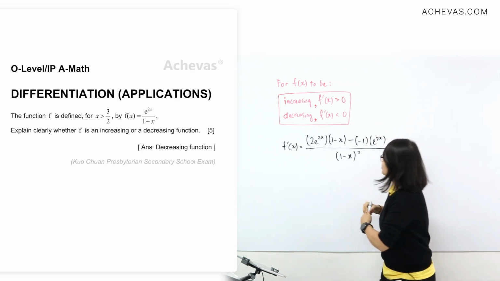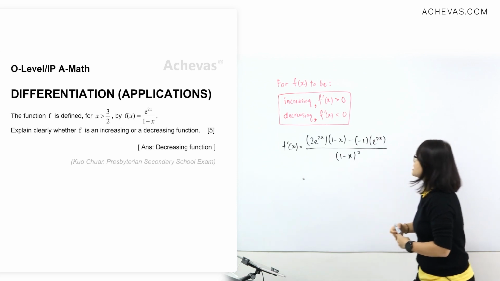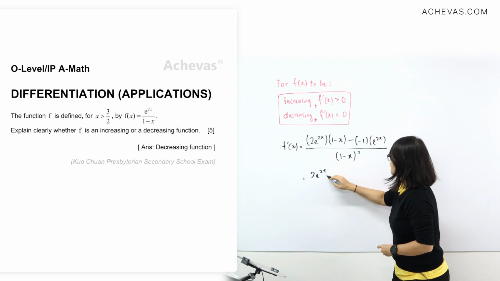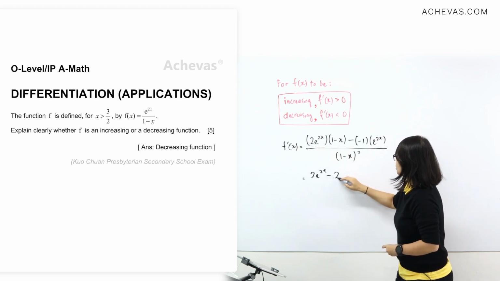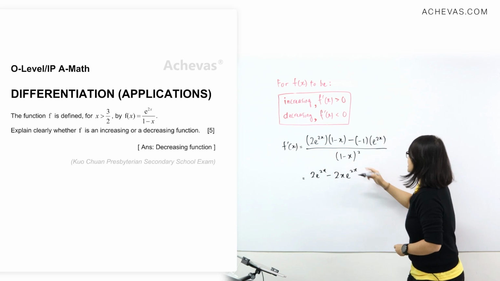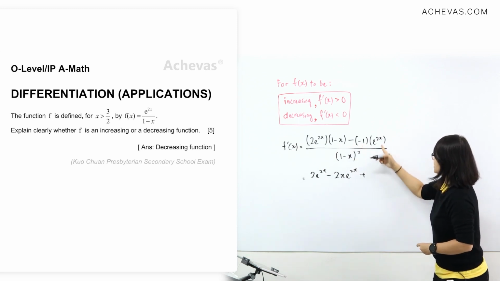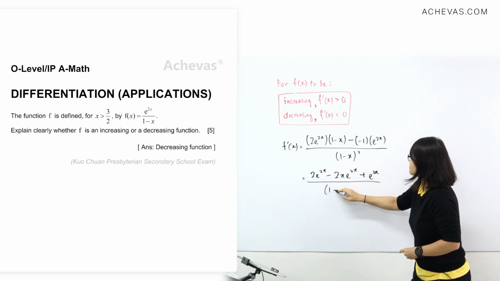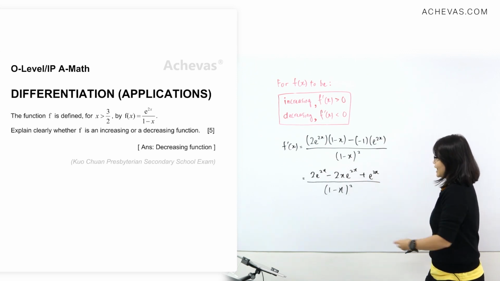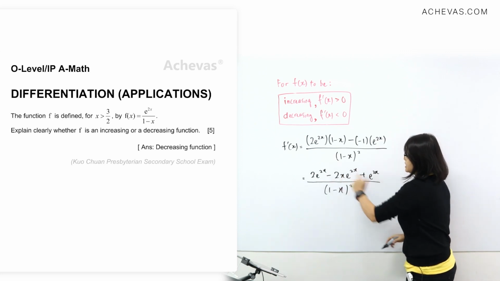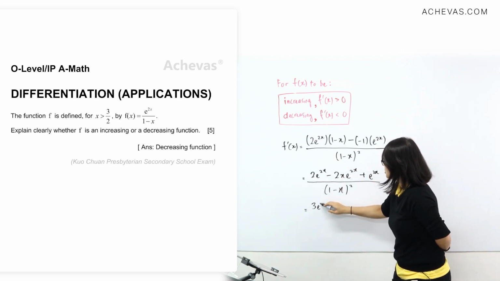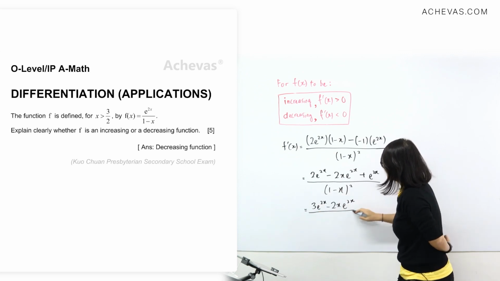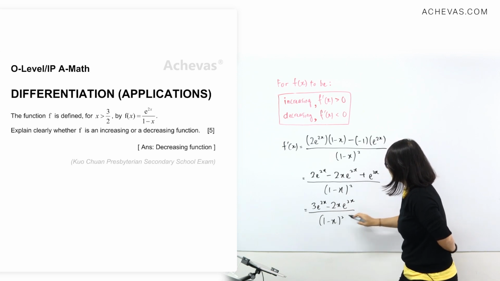So let's do a little bit of simplification. I'm going to multiply this one in here. So I have 2e^x minus, I'm going to write it as 2x e^x. Negative is going to be a positive e^x over (1 minus x) power 2. Let's add the like terms here. I will have 3e^x minus 2x e^x over (1 minus x) squared.